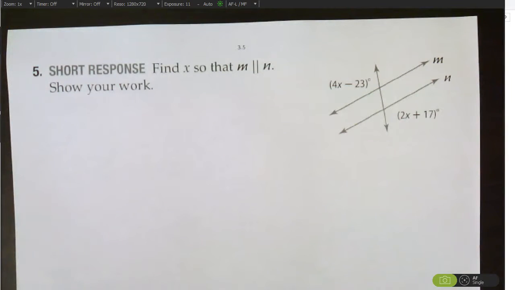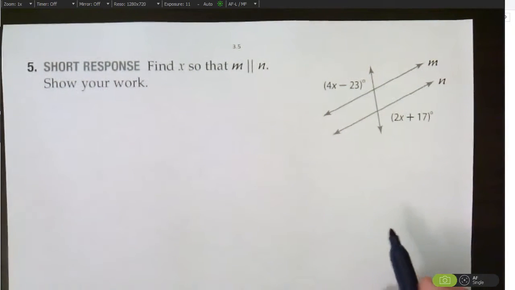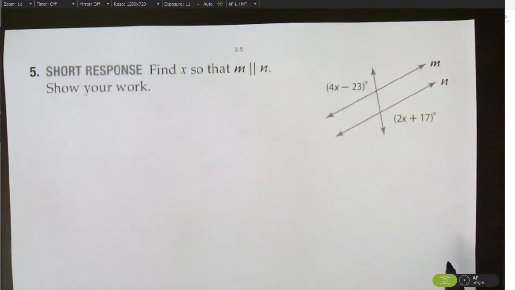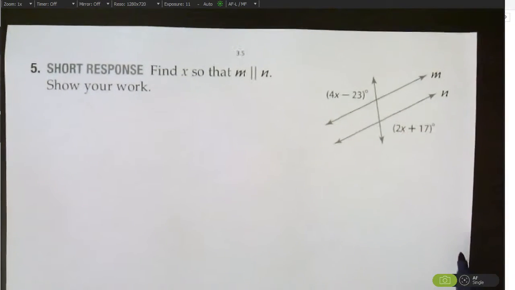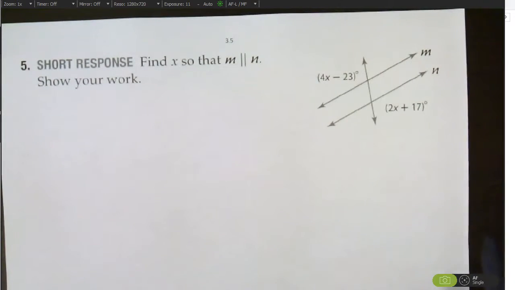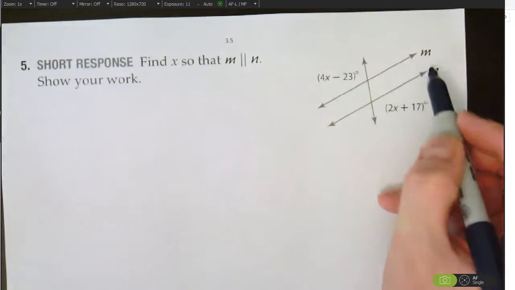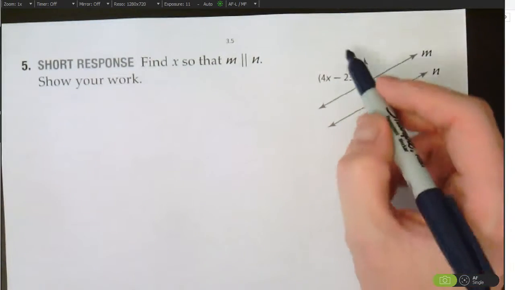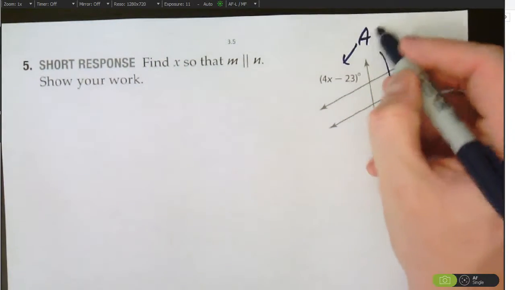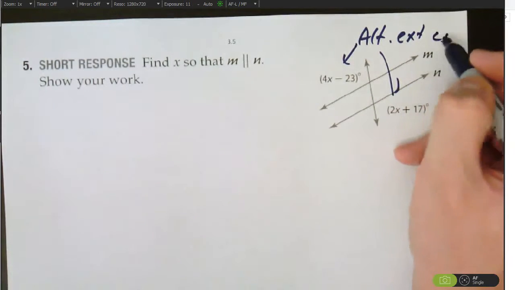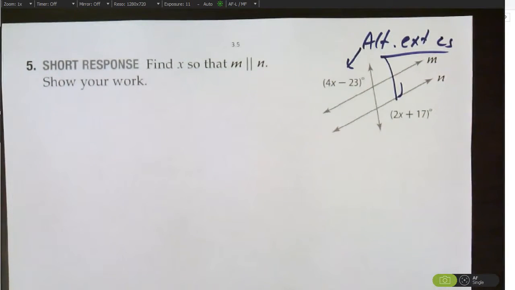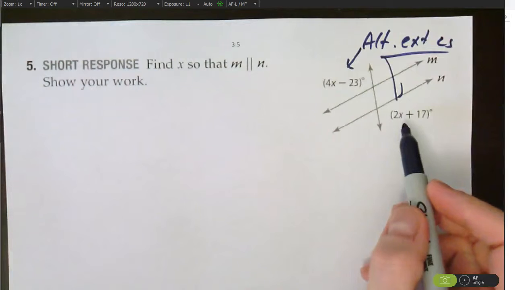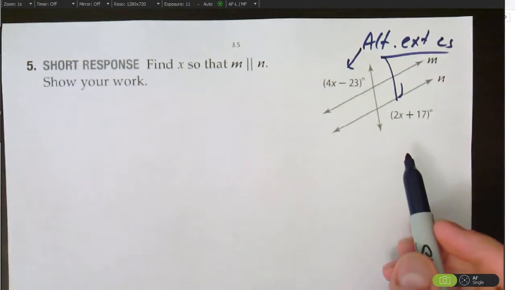So we're going to find X so that M and N are parallel. This was the homework problem, so if you're looking ahead before class, you'll have this done. You'll have me walking through it. The key to this is recognizing what type of angle pair we have here. What we've got is a pair of angles that are outside the two lines we're trying to prove parallel, M and N, and they're on opposite sides of the transversal, so these are alternate exterior angles. And the theorem goes that if these guys are congruent, then we would have parallel lines.